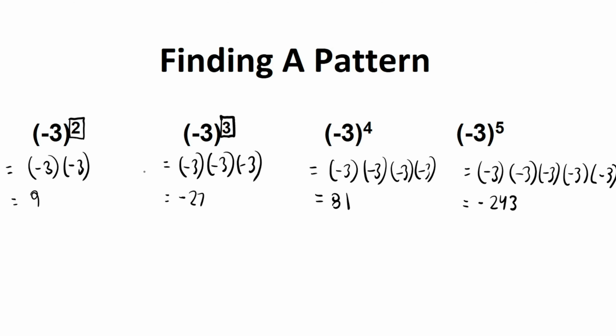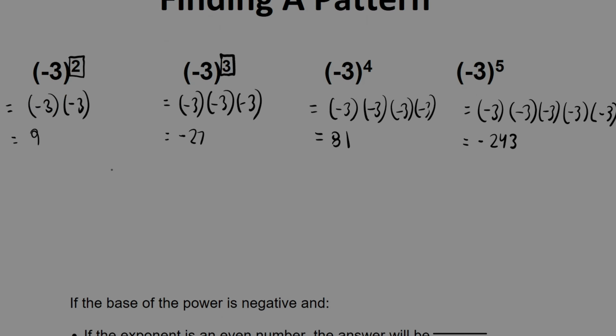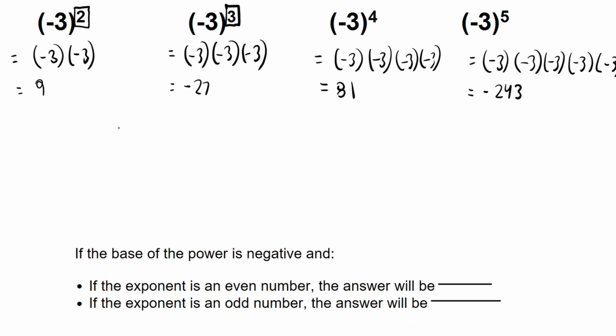If you see something between the power of the number, whether it's even or odd, you can see that if the base of the power is negative and the power or exponent is an even number, the answer will be positive. On the other hand, if the exponent is an odd number, the answer will be negative. So that's just a pattern so you guys know.